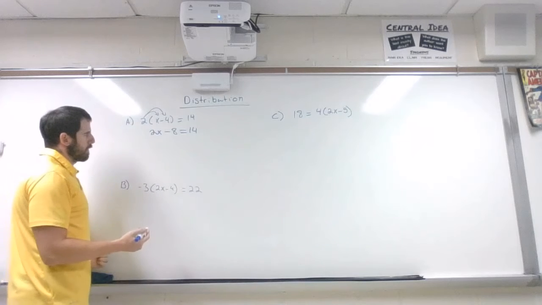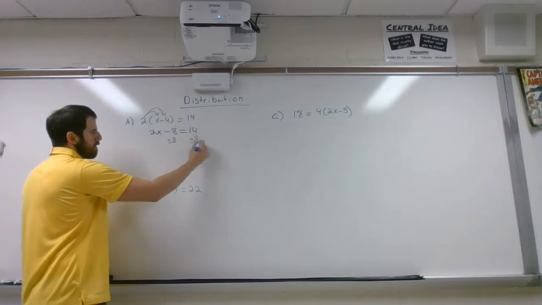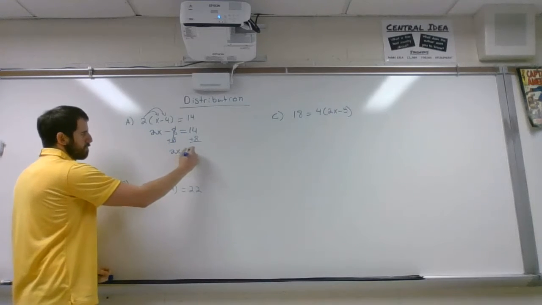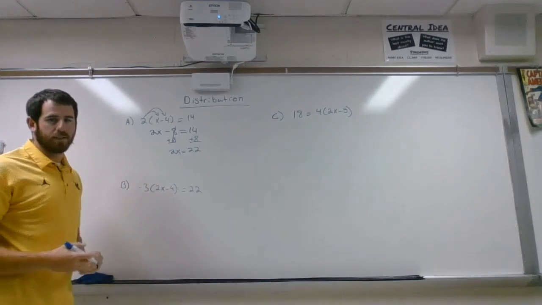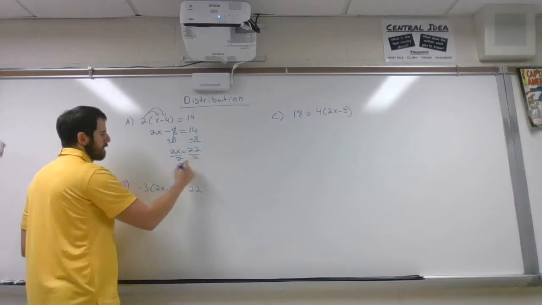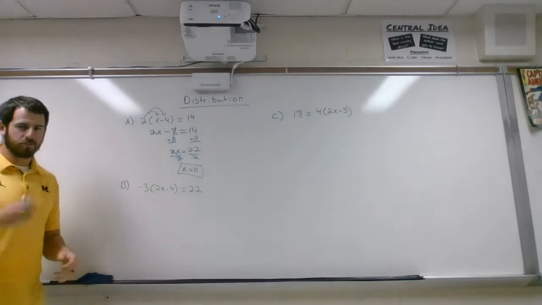So, 2-step equation. Let's add 8 to both sides. That'll give me a 0 on the left, so they can go away. I'll get 2x equals 22. And then as I said, last step, divide, and I'll get x equals 11. Pause if you need to.